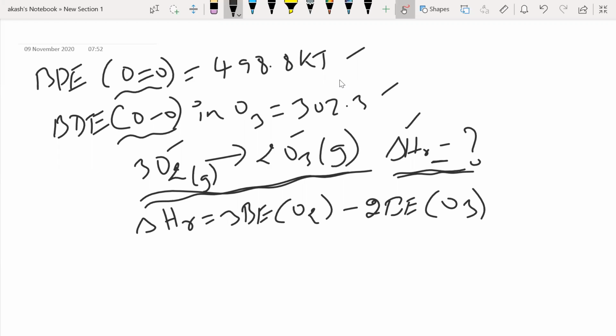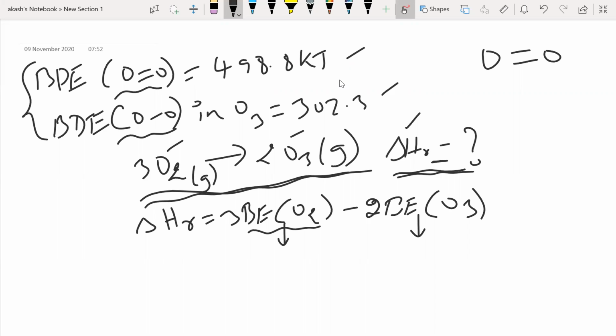But I will be able to find the bond enthalpies. Obviously, what is given to you? Bond dissociation energies are given to you. For bond enthalpy of O2, I know the structure. It's basically going to be O double bond O. Now, write both these bond enthalpies in terms of bond dissociation enthalpies. How will I write it?